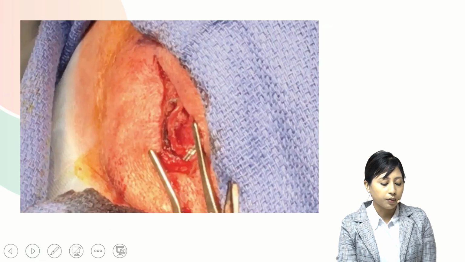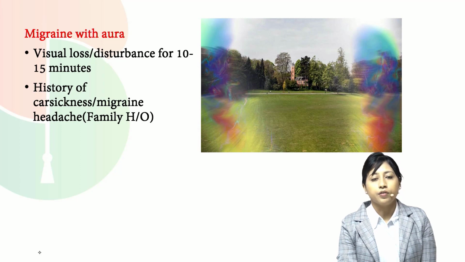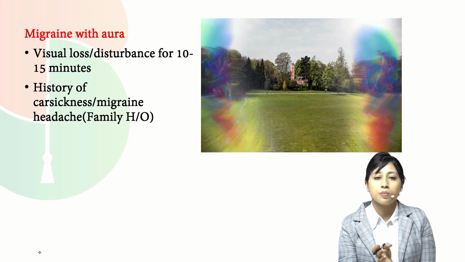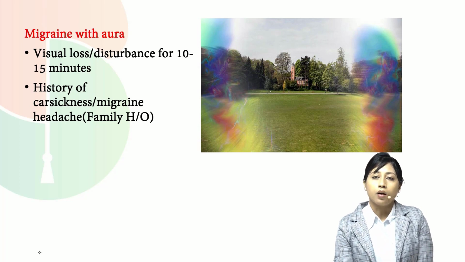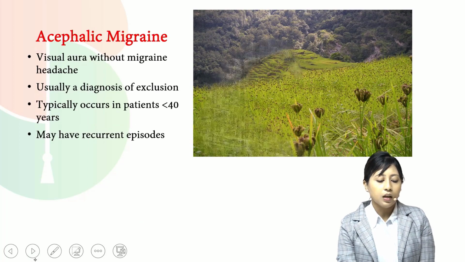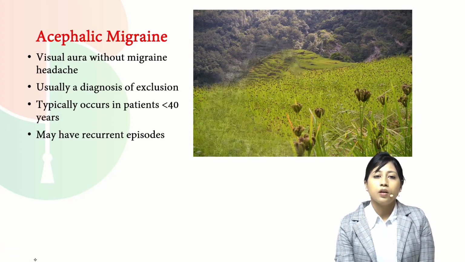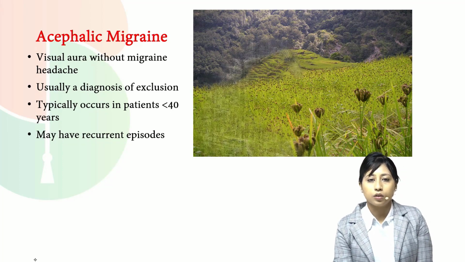So in the migraine, it can be with visual aura or without visual aura. If there is visual aura, then there will be visual loss or disturbances for 10 to 15 minutes. There may be a family history and there will be a generally unilateral headache. It can be aggravated by cheese, wine, or even sounds. So there will be scintillating scotomas, and there can also be migraine without the visual aura, okay, or without the headache too.